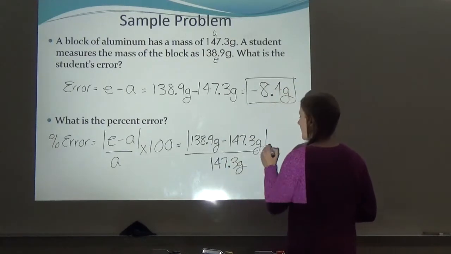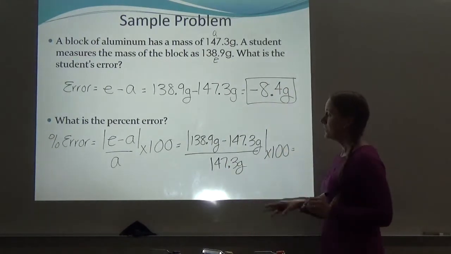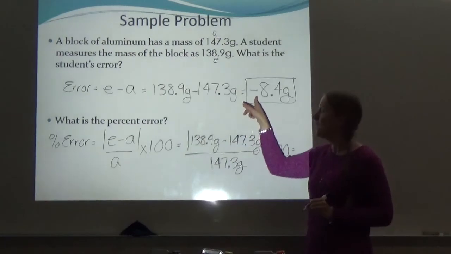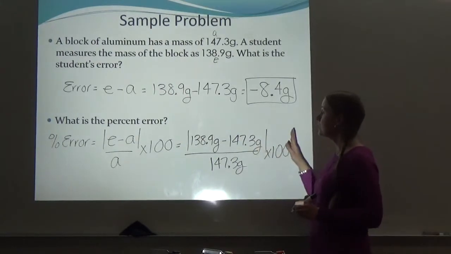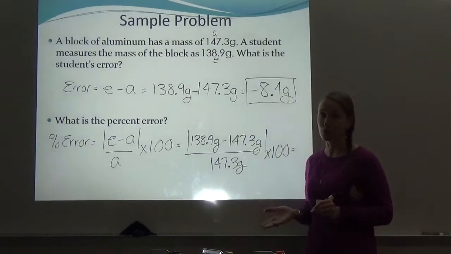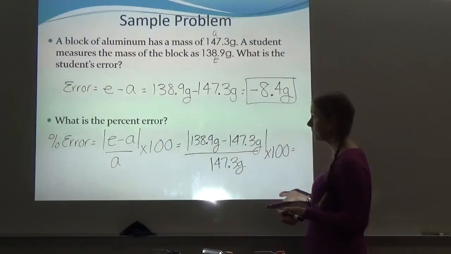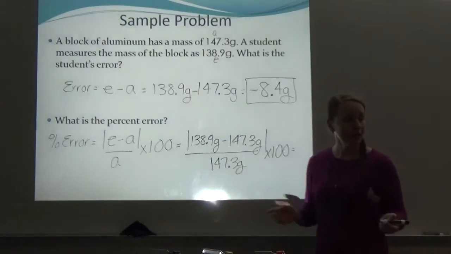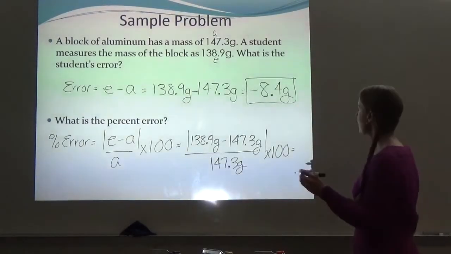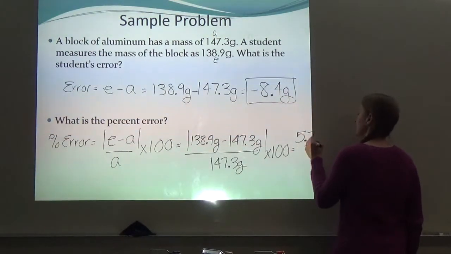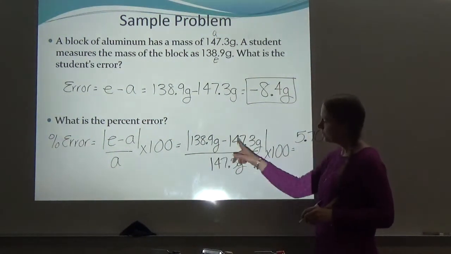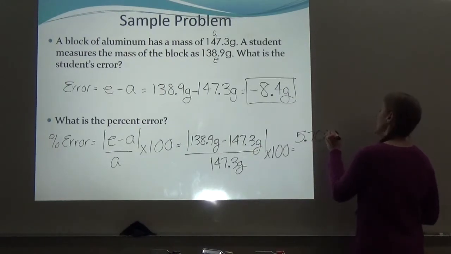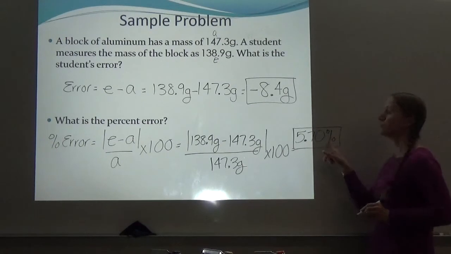grams, times 100. When I subtract this, which we already did up here, I'm going to get negative 8.4. But because it's an absolute value, when I continue the problem, I'm going to change that to positive 8.4, or just disregard the negative in your calculator. Then I'm going to divide by 147.3 and multiply by 100. And when I do that, I get 5.70. The grams is going to cancel because you have grams in the numerator and grams in the denominator. So the unit for percent error is the percent sign.